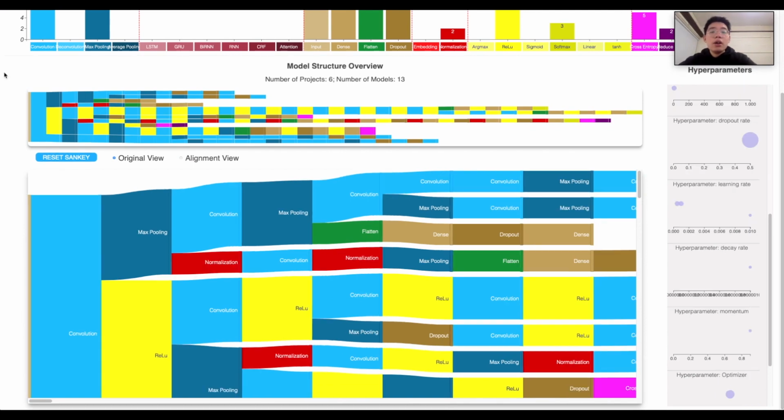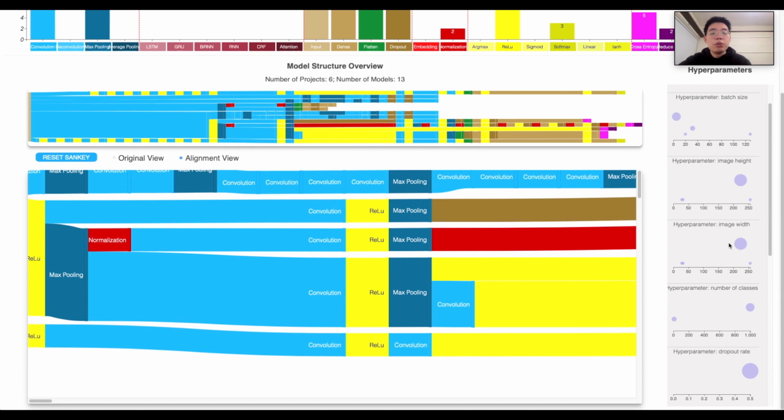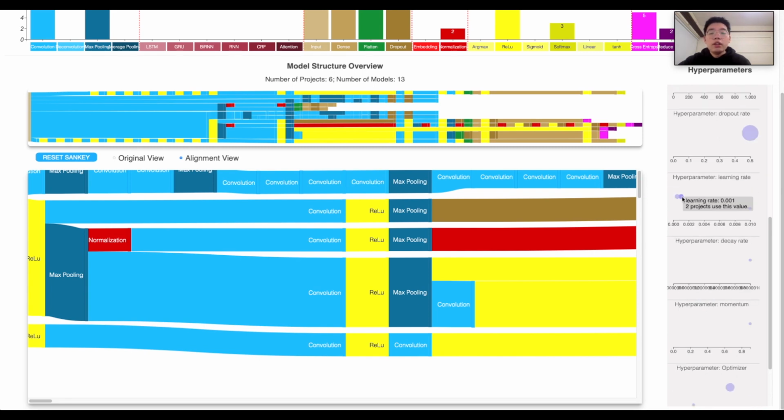He finds that most projects place convolution, max pooling, and ReLU layers at the beginnings of the neural networks. He also clicks the alignment view and notices that many networks contain a convolution, ReLU, max pooling pattern. After getting an understanding of model structures, Alex explores the distribution of hyperparameters to find out what common and uncommon hyperparameters are used by other developers. He notices some projects choose the learning rate at 0.001, which gives him an appropriate learning rate starting point.